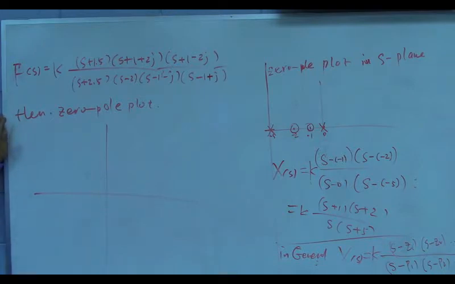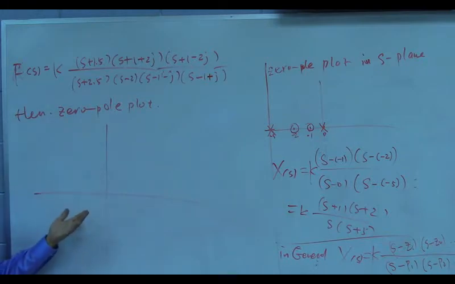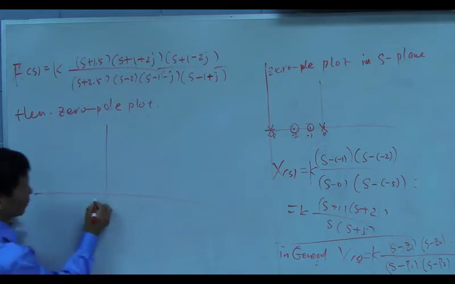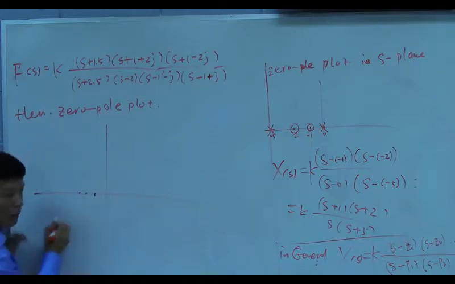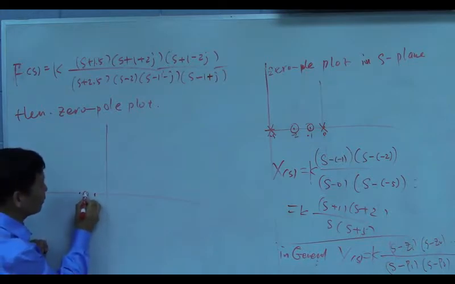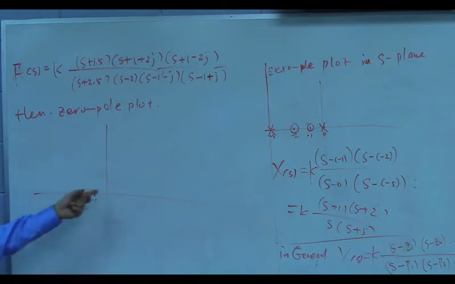What is the first zero? Negative 1.5. Where should I put that? Here, right? Okay, the negative 1, negative 2, so this one is here. I need to put a zero here, right? That means this is negative 1, negative 2, like this. That's perfect, right? Negative 1.5.